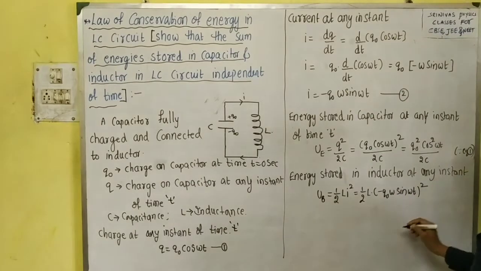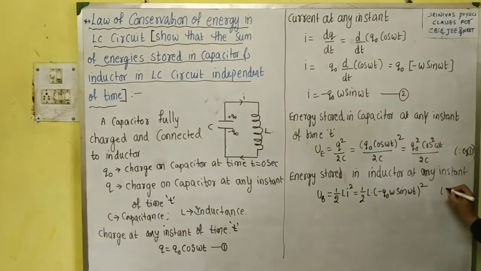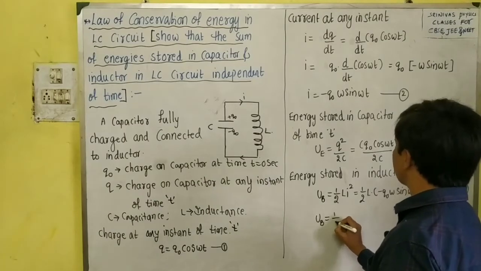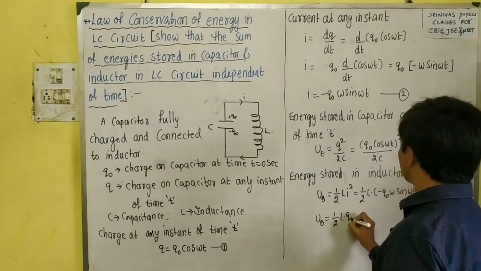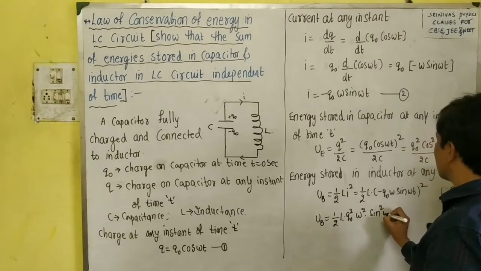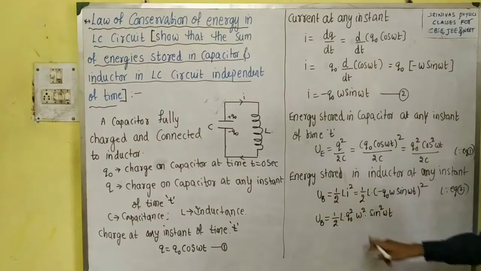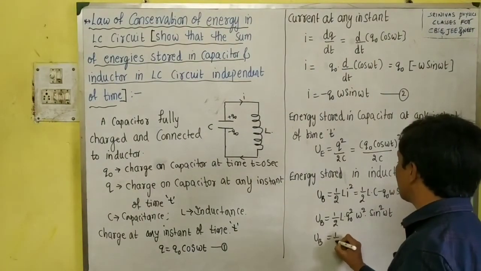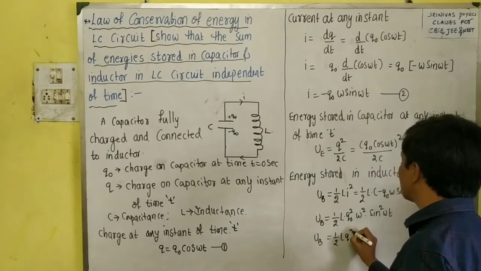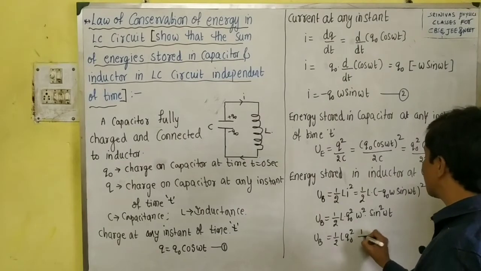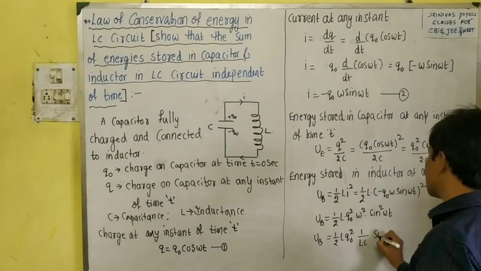Then what will you get? This is from equation 2, and we can simplify here. Energy stored in the inductor is half L into Q naught square omega square sin square omega t. But we have a formula for omega square. What is omega square? We derived the frequency in LC oscillation: omega is 1 by root LC, so omega square is 1 by LC, times sin square omega t.